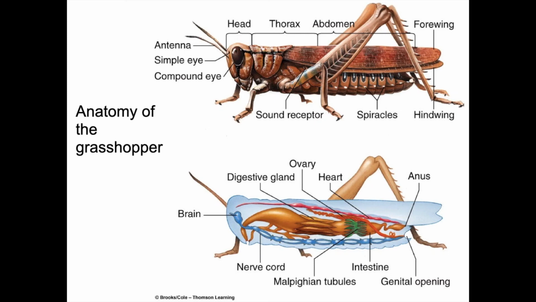Now grasshoppers have a simple eye, which will sense light, and then a compound eye, which will actually see. And then we have the antenna. Now internally we have the brain or ganglia. We have a ventral nerve cord, which means along the belly, not dorsal. Then we have digestive glands, an ovary, and then you can see the long heart, more dorsal. And then you have the anus, and the egg-laying opening, which is very large in the back.